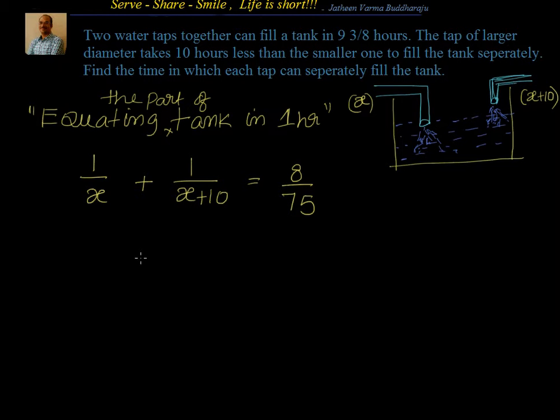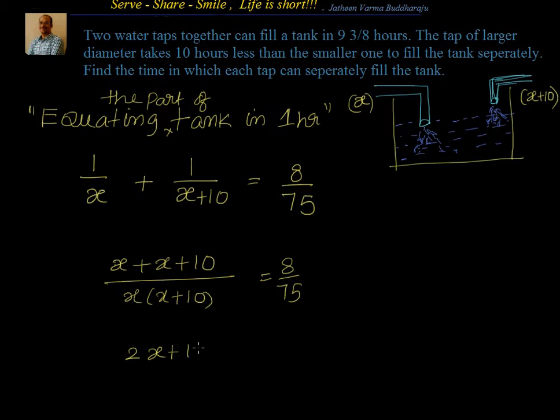Now let's simplify this. We'll take the LCM. We'll have x plus 10 plus x by x into x plus 10 equal to 8 by 75. If you simplify, we will have 2x plus 10 divided by x square plus 10x is equal to 8 by 75. We do cross multiplication.